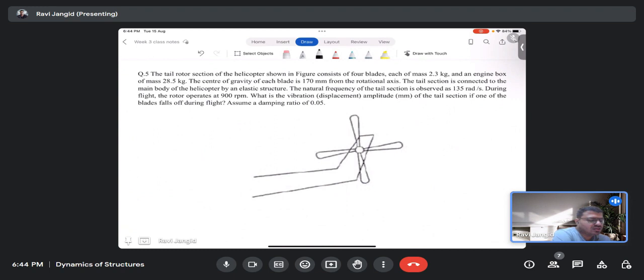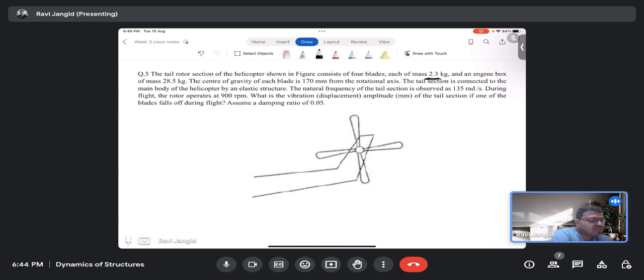A tail rotor section of the helicopter is shown in the figure. It consists of four blades. Each blade has a mass of 2.3 kg, and an engine box of mass 28.5 kg. The center of gravity of each blade is 170 mm from the rotational axis. The tail section is connected to the main body of the helicopter by an elastic structure. The natural frequency of the tail section is observed as 135 radian per second.